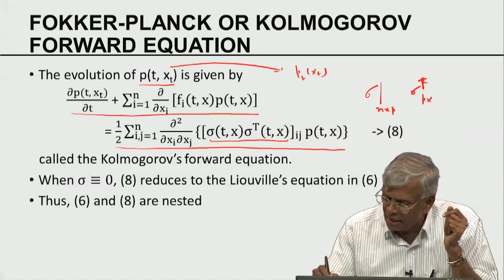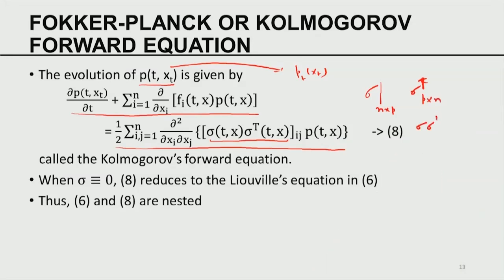Sigma transpose is P by n. Therefore, sigma transpose is n by n. So take the ijth element of this n by n matrix multiplied by P and compute the second partial of this product with respect to xi and xj, sum over all i running from 1 to n, j running from 1 to n, that is the right hand side.